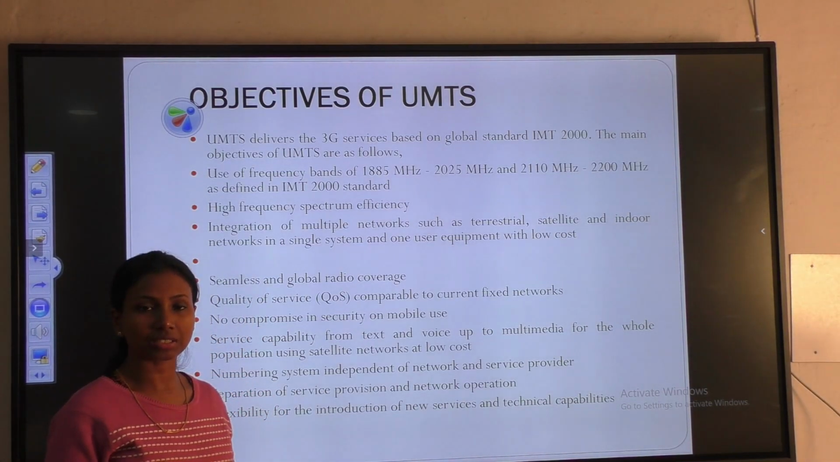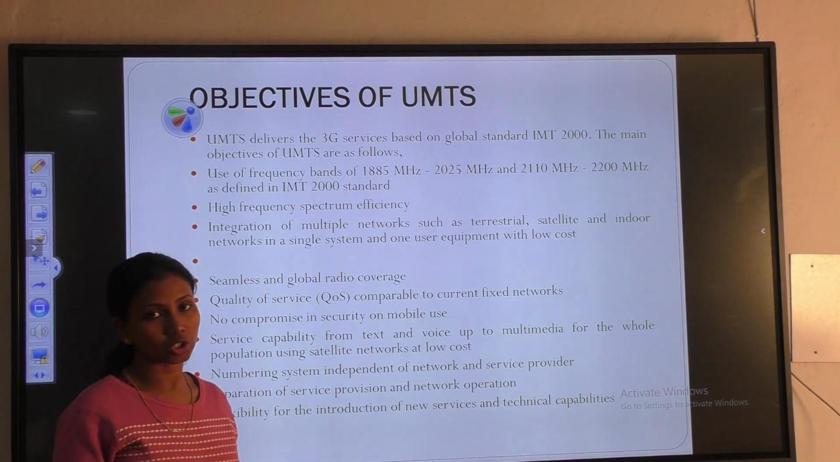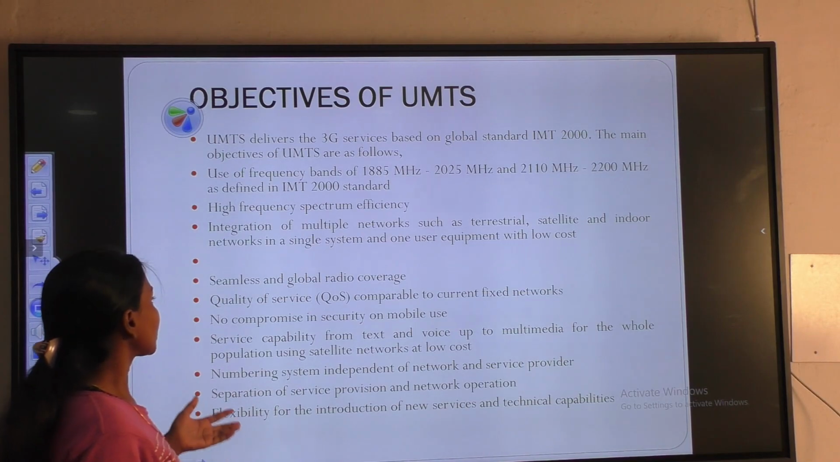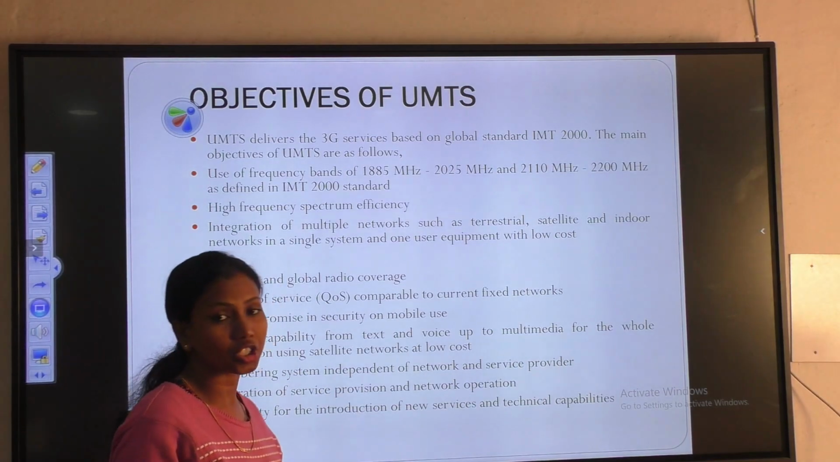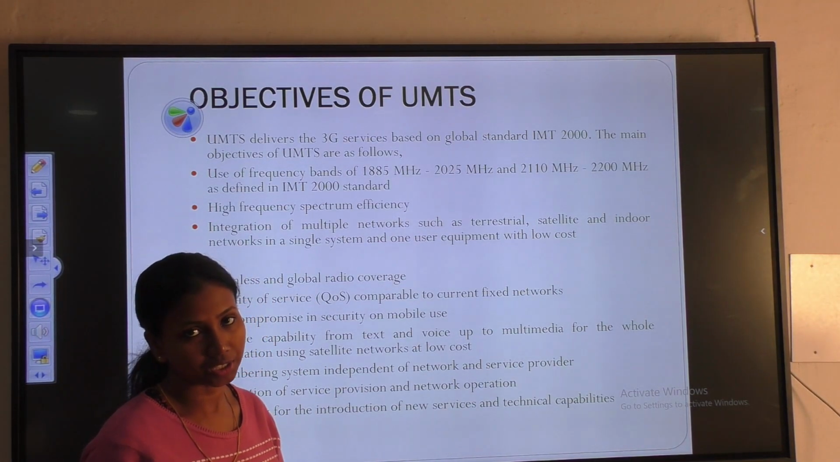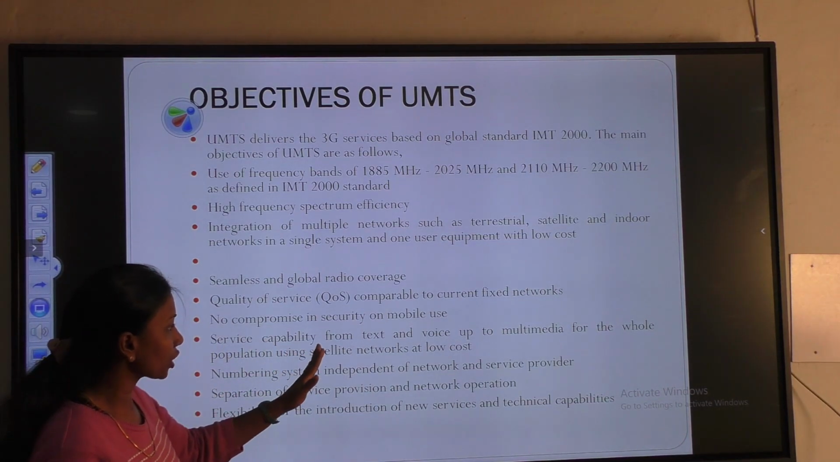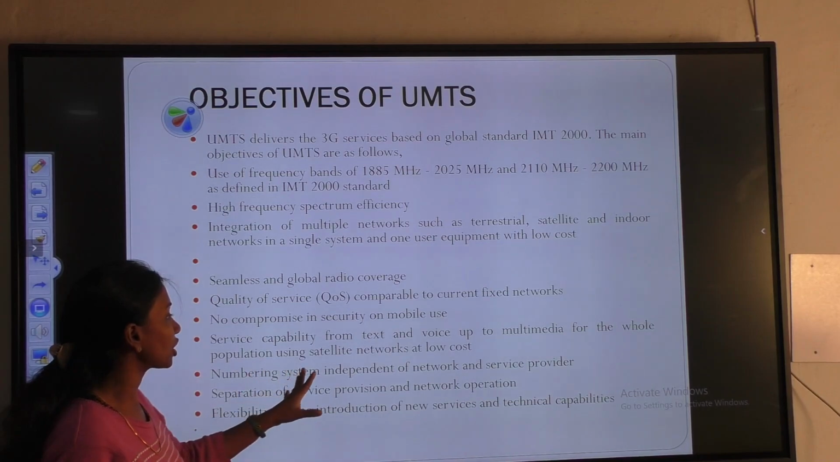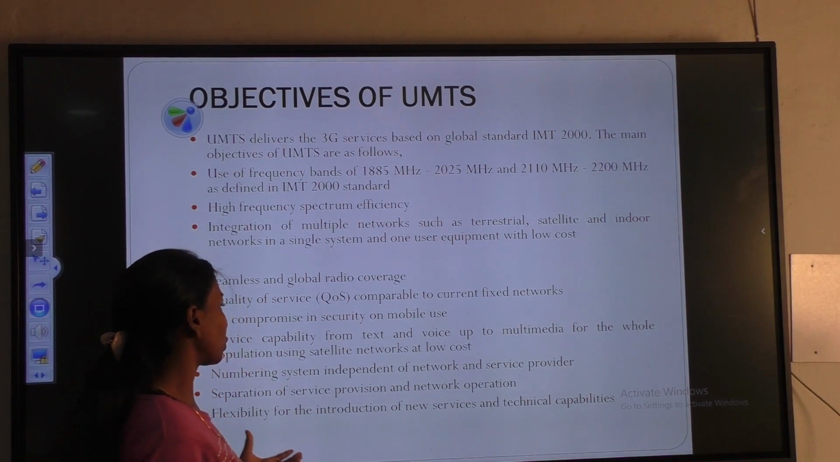How can you access the services? You buy some SIM, that is your UMTS subscriber identity module. Whenever you insert your card into the device, that is your user equipment. There are seamless and global radio coverage facilities, because it comes from the second generation of mobile communication, that is the General Packet Radio Service. No compromising security on mobile use, and service capability from text and voice up to multimedia for the whole population, using satellite networks at low cost.